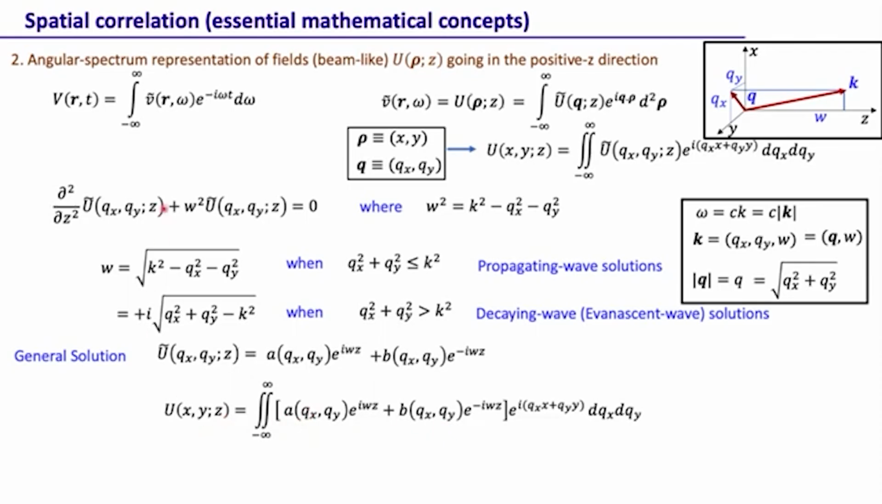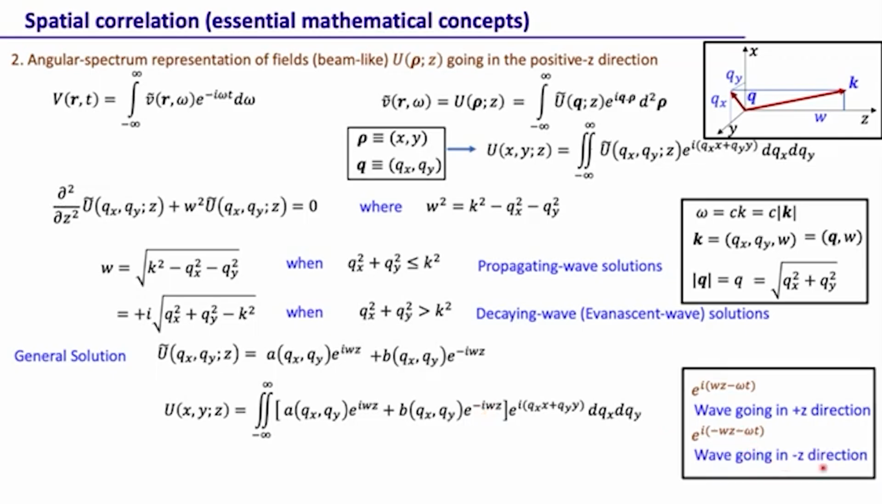Okay. Now let me point out that here the spatiotemporal field is V(r, t), and the time dependence of each V tilde (r, omega) or u(rho, z) is e to the minus i omega t. So the implicit time dependence here is e to the minus i omega t. Now we have these two terms, propagating solutions e to the i omega z and e to the minus i omega z. If we combine this with the e to the minus i omega t time dependence, then the first term gives e to the i (omega z minus omega t), and this is actually a wave going in the positive z direction. On the other hand, this one will give e to the minus i (omega z plus omega t), and this is a wave that is going in the minus z direction.